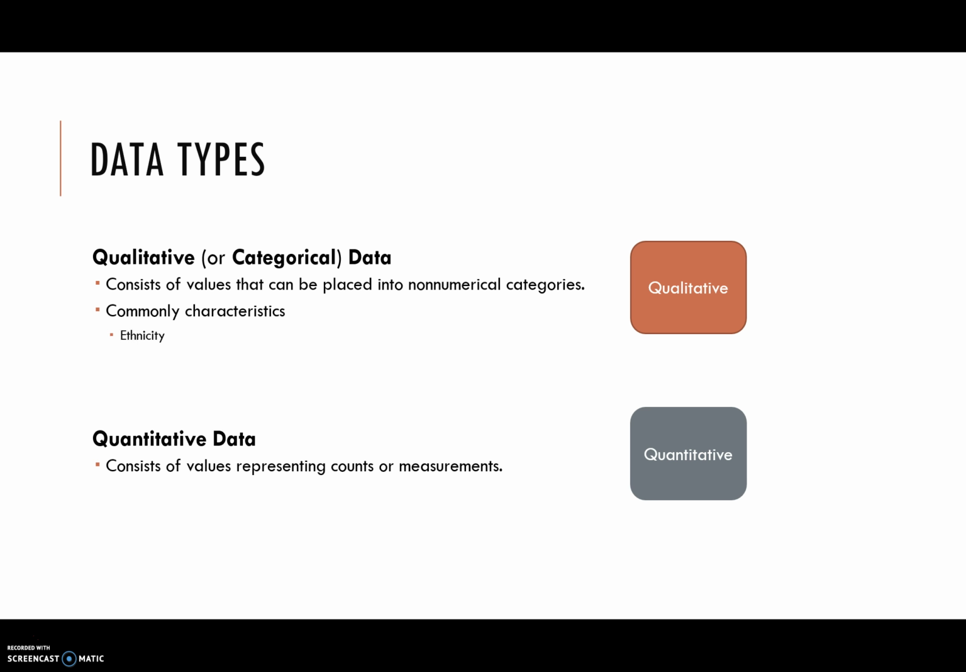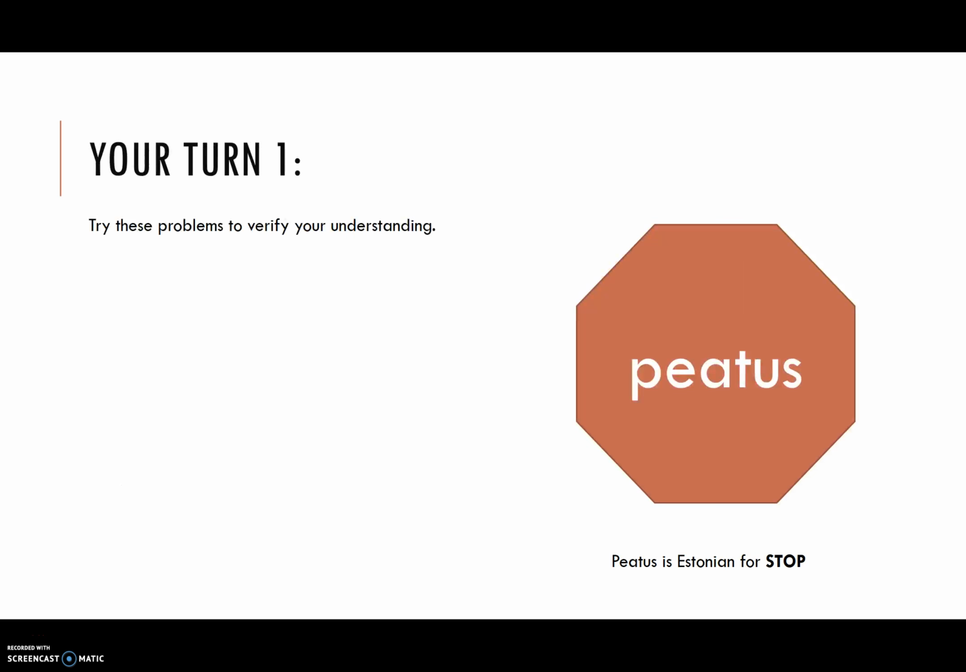So when we think about those common characteristics, you might think of ethnicity, brand, position on a sports team. And then when we think about those counts and measurements, you might think of number of people in a room, distance traveled, number of errors made on an exam. I want you to pause the video and try out these problems. Be ready to discuss them in groups next class period. And when you're ready, push play.